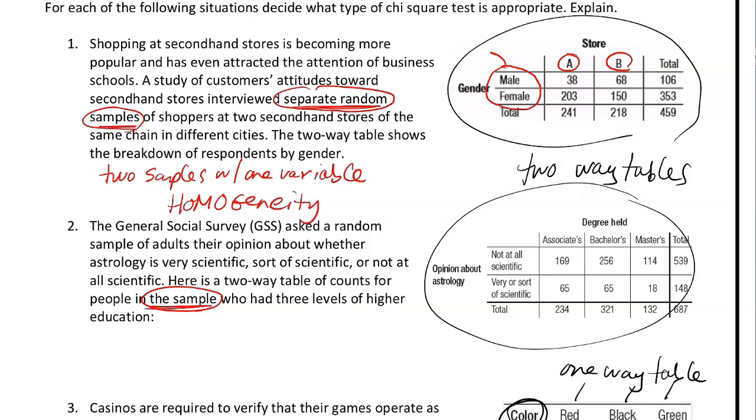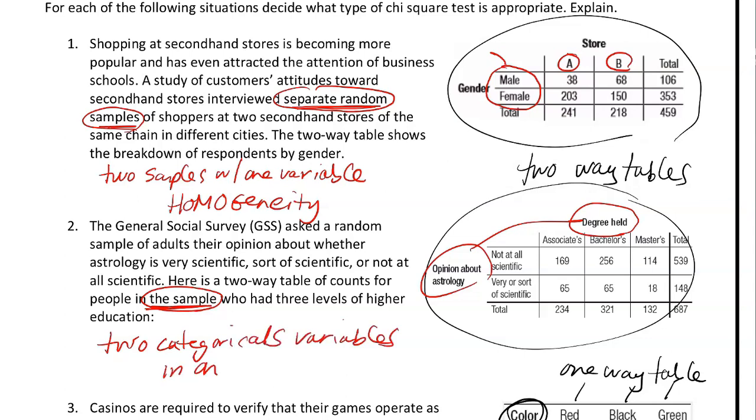The next one, we have a single sample, and we're interested to see if these 2 variables are associated: opinion about astrology and the degree held. So we have 2 categorical variables, and are they associated within this one sample? That would tell us that we should use a chi-squared test of association. Is there an association between these 2 variables, or are the 2 variables independent of each other? So a chi-squared test for independence.